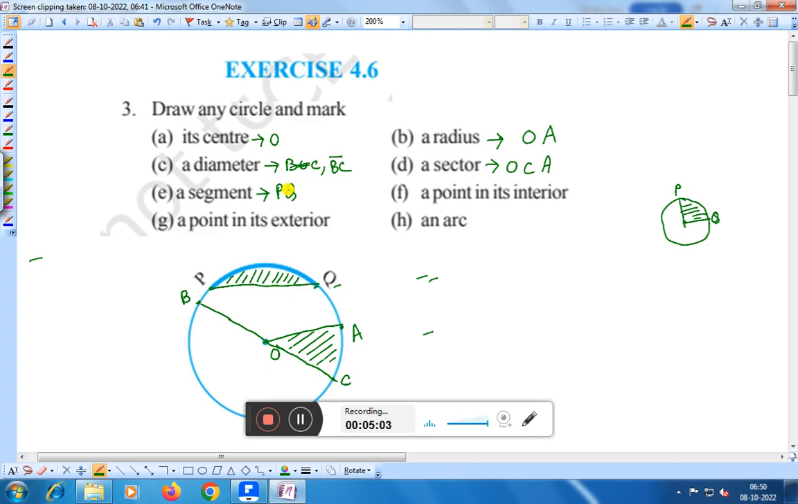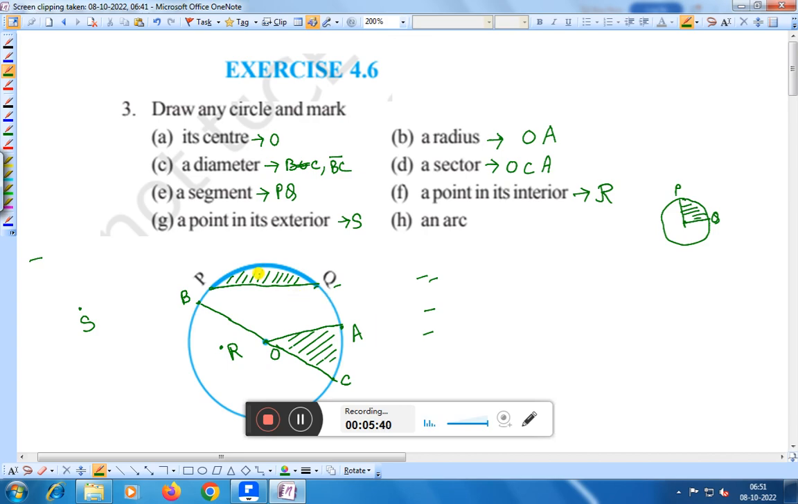A point in its interior, that is, let us take one interior point. Suppose I have taken this point R, it is a point in its interior. R is a point interior to the circle, right? And a point in its exterior. Suppose you have taken another point S. This is the exterior of the circle. Therefore, we write a point in the exterior of the circle is S, right?